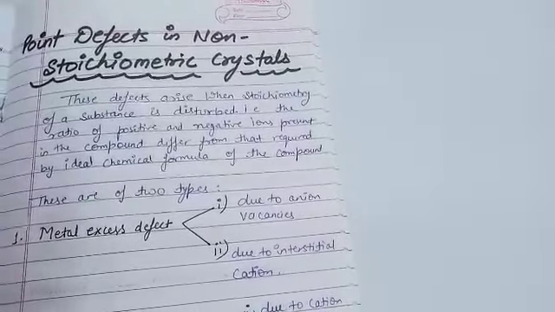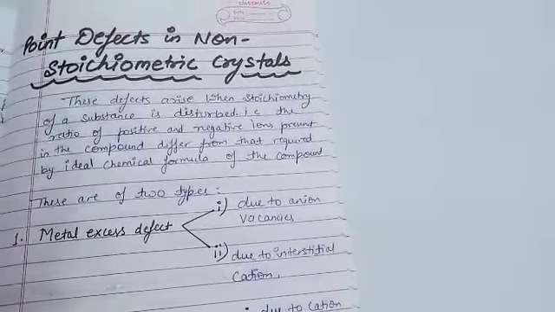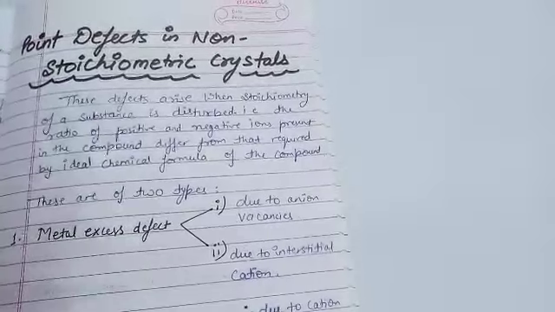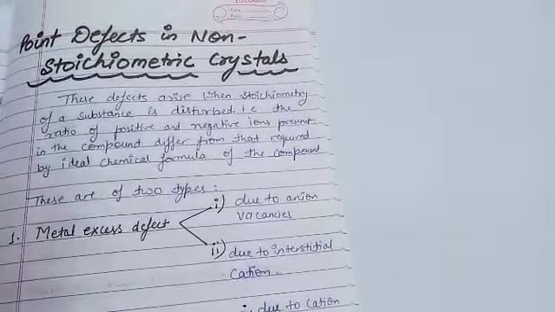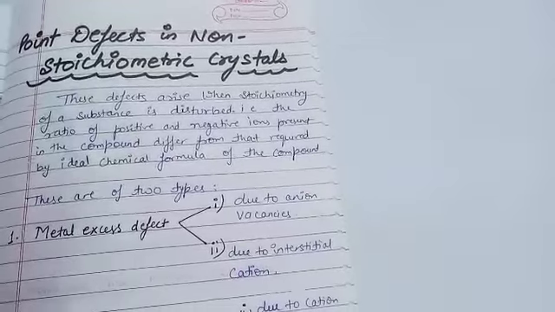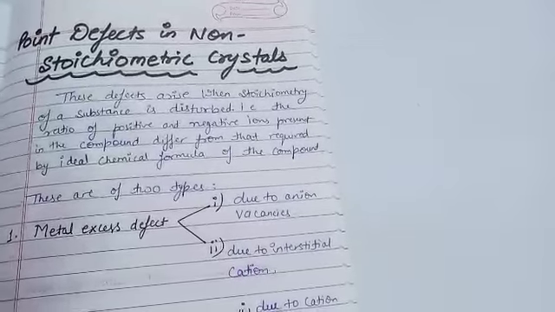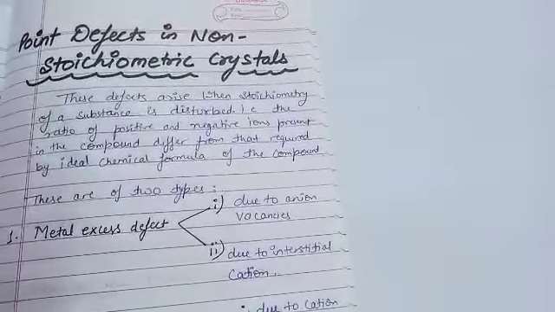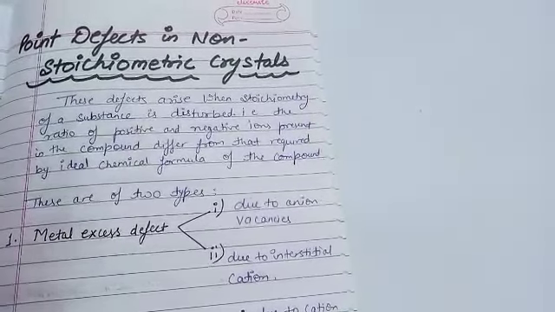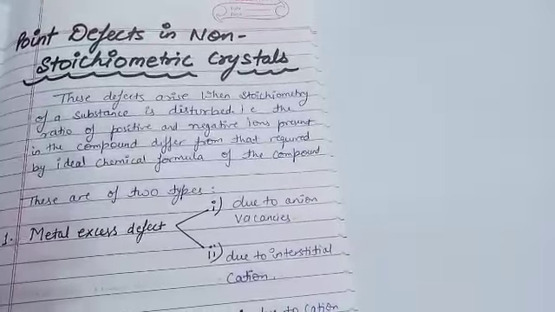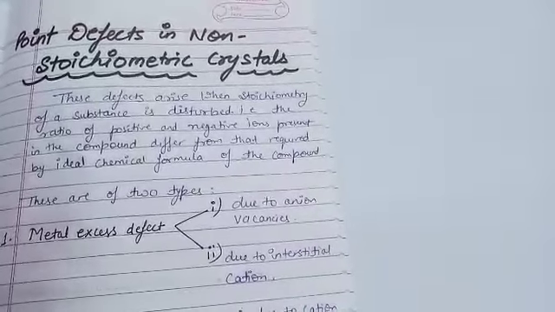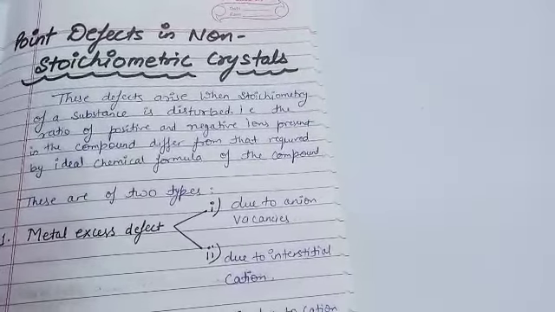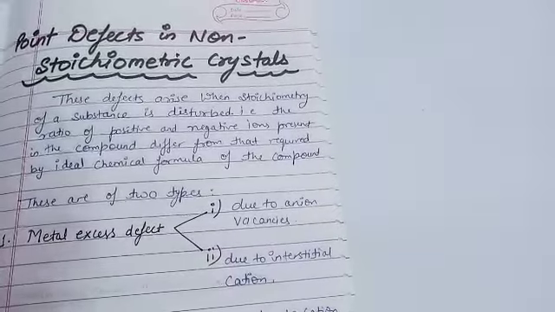Now today's topic is point defects in non-stoichiometric crystals. In a stoichiometric compound, the ratio of positive and negative ions is not disturbed. So non-stoichiometric crystals are the opposite of stoichiometric crystals. These defects generally arise when the stoichiometry of a substance is disturbed. It means the ratio is not the same. In a non-stoichiometric crystal, the ratio of positive and negative ions is not the same. That is the non-stoichiometric defect.